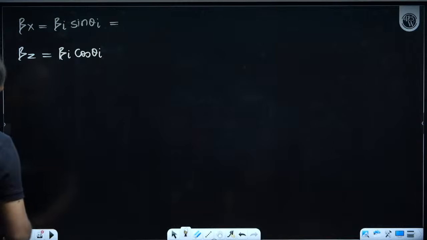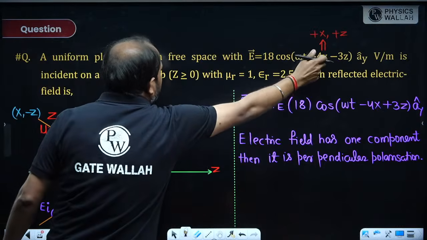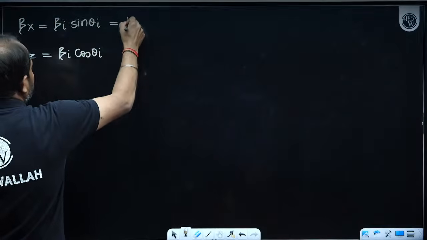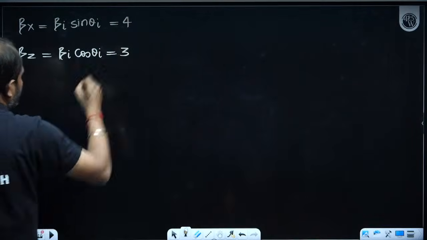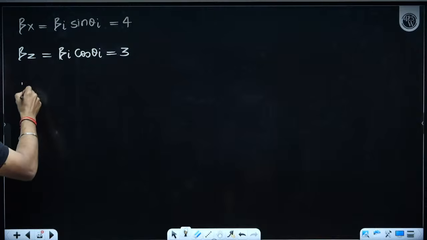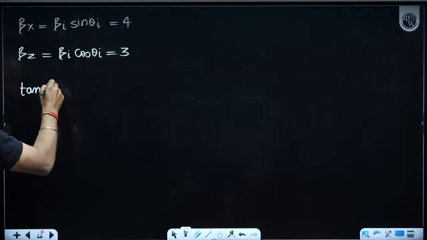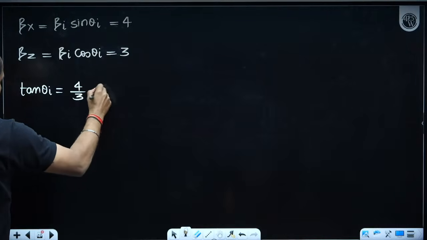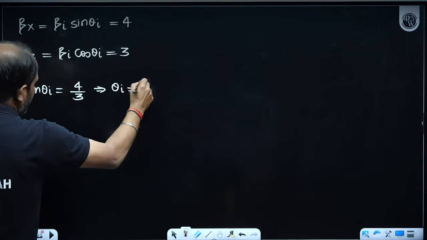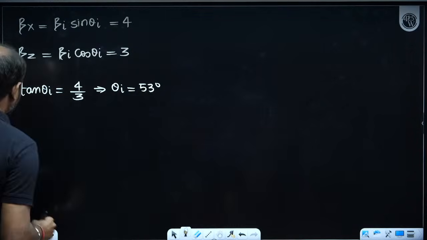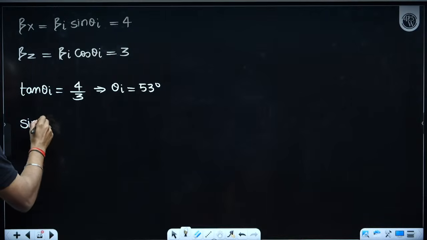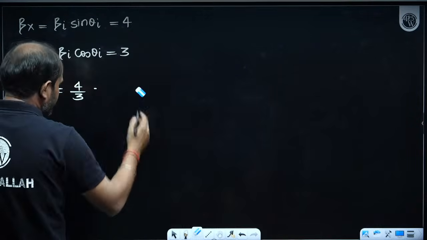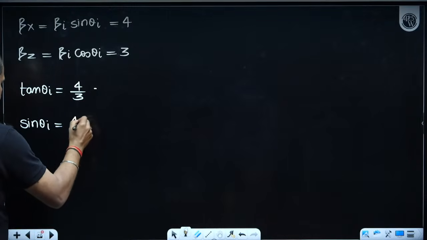X component is given how much? X component is given 4 and z component is given 3. So tan theta is equal to 4 by 3, so theta is equal to 53 degrees. Sin theta is equal to, it will be how much? It will be 4 by 5.